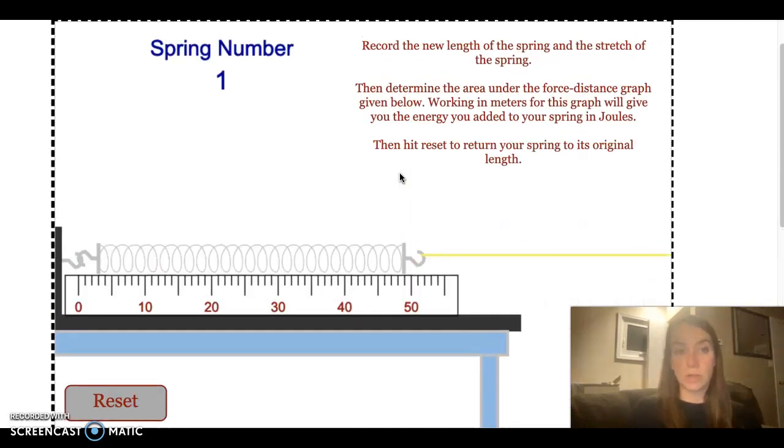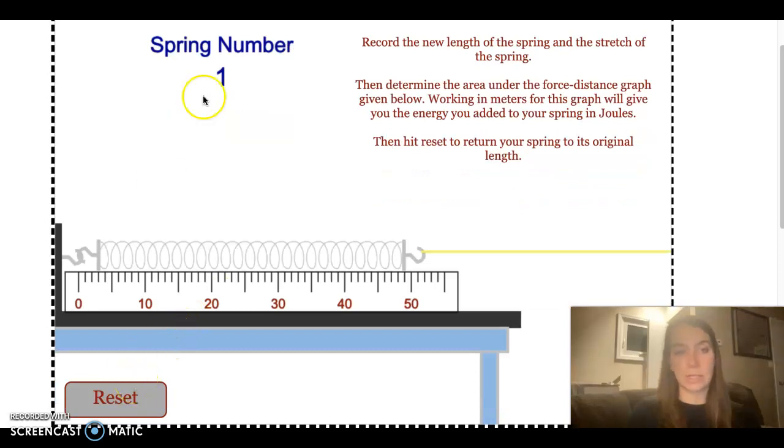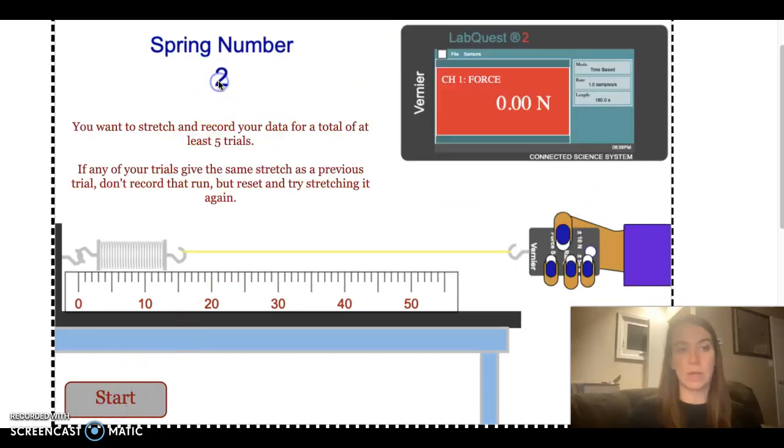So what we're going to do is I'm going to show you another spring. You don't need to sketch this, but I'm going to reset this, and we're going to do another spring.